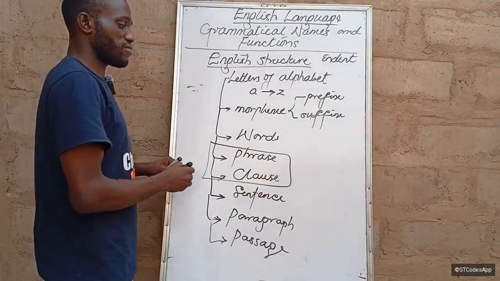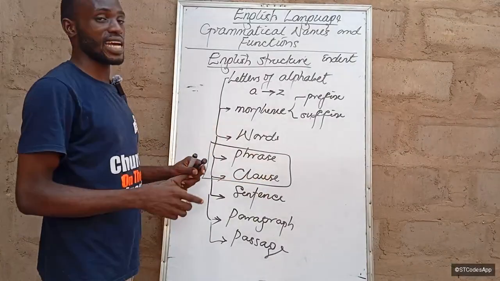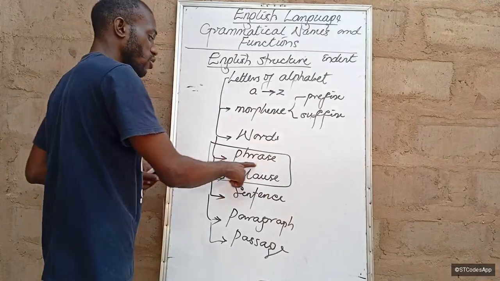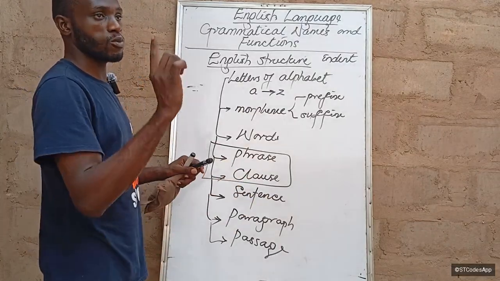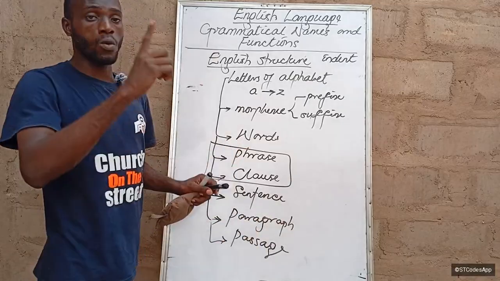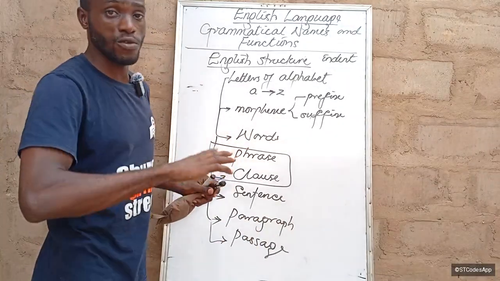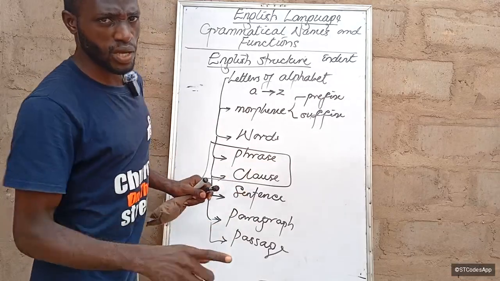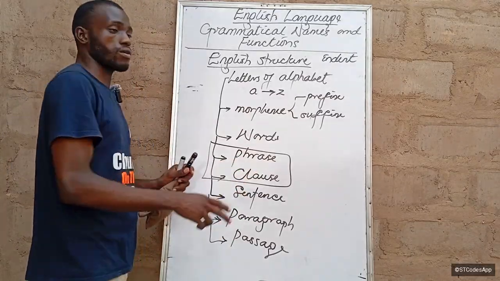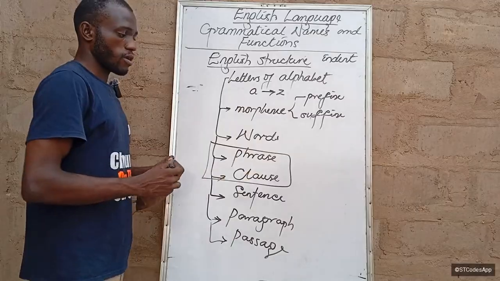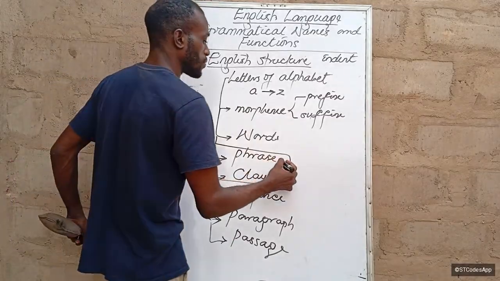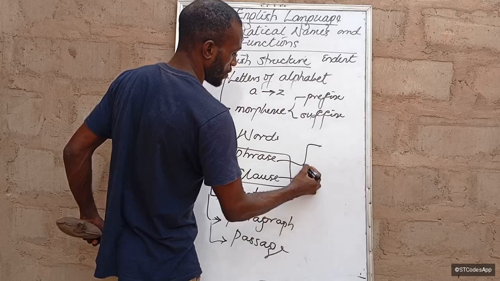So keep in mind, a phrase is an English structure that doesn't have a finite verb. That structure will not contain a verb, but it will be more than one word. Once it's more than one word and it has no verb, it is a phrase. If it's more than one word and it has a verb, it's a clause. Make sense? Alright?